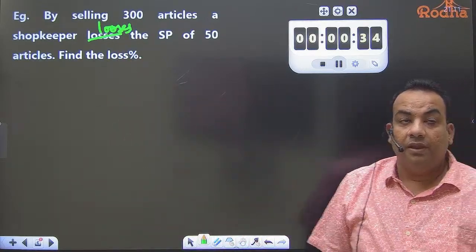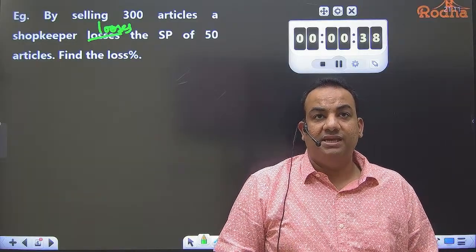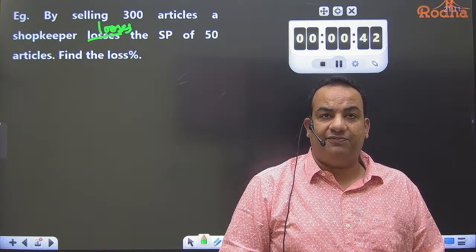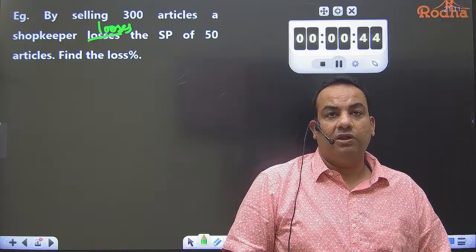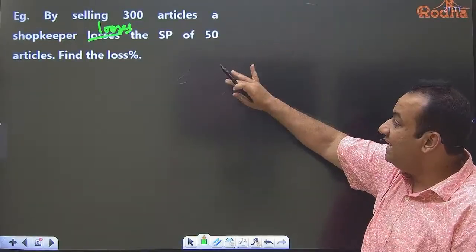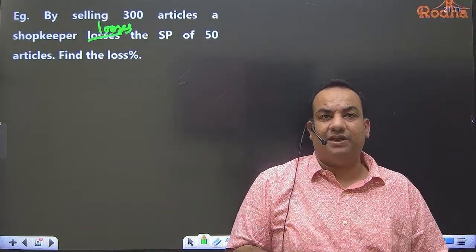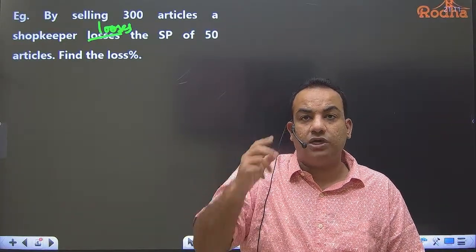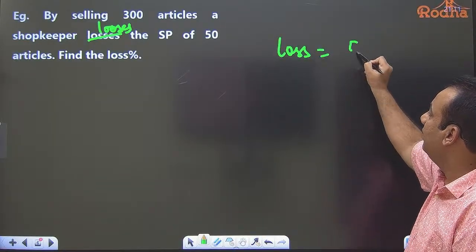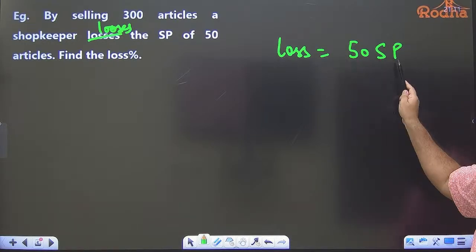Okay. So this question can be done by different approaches. I will tell you the approach which I feel is a better approach, although you can do this question by many approaches. See, by selling 300 articles, a shopkeeper loses the selling price of 50 articles. So first focus on what he is losing. It is given that his loss is the selling price of 50 articles.